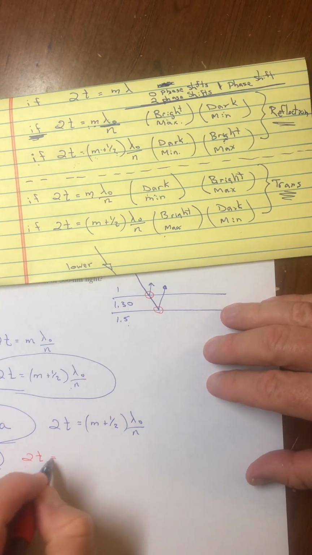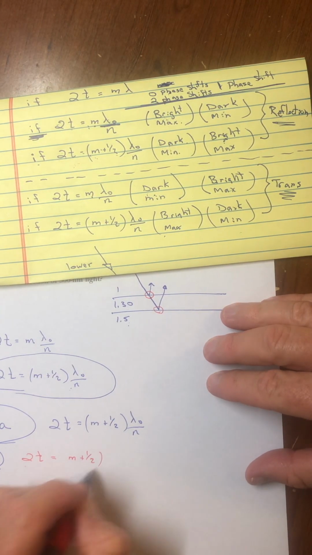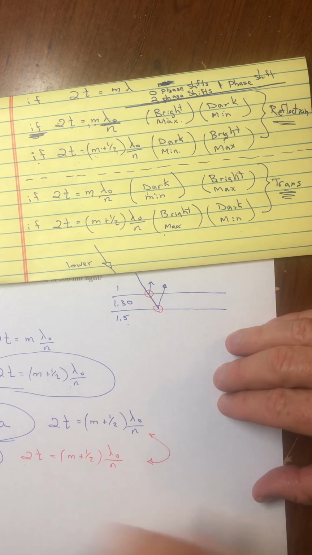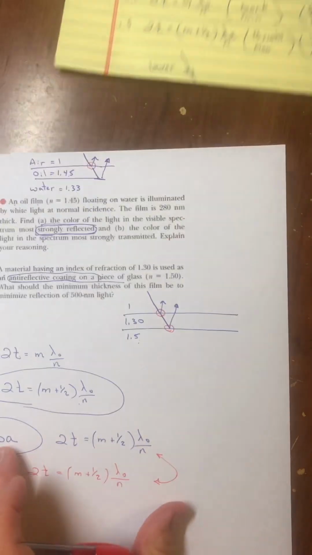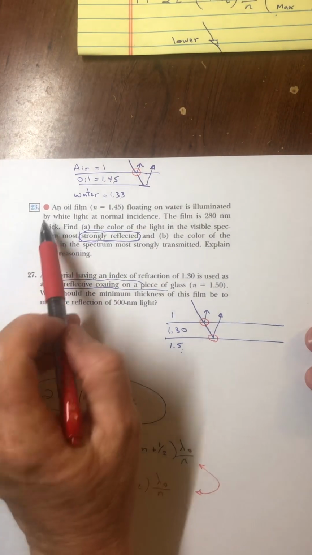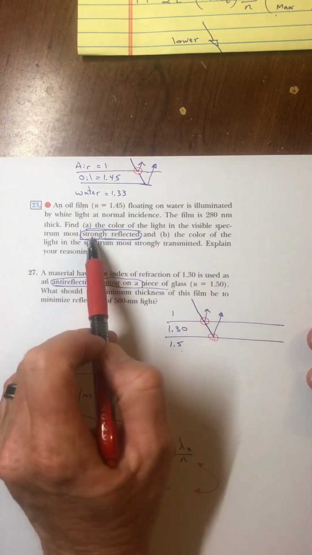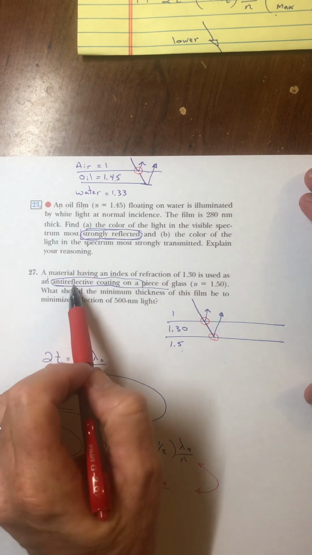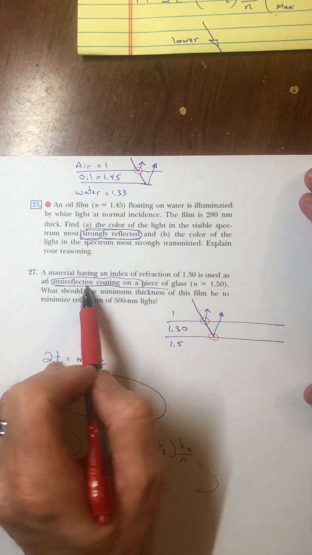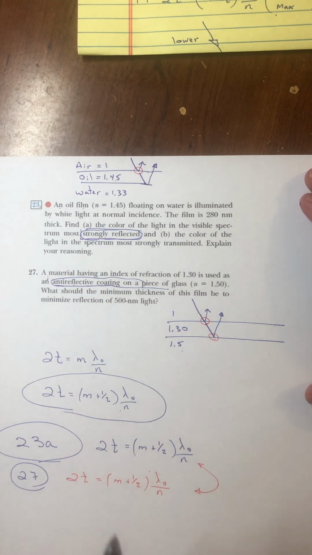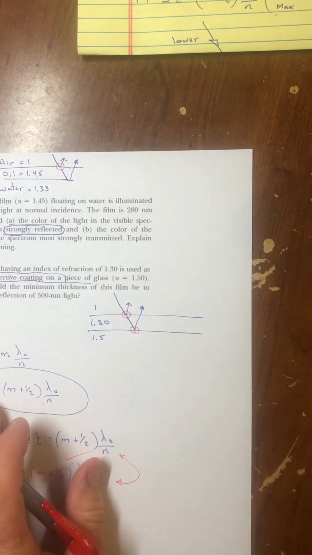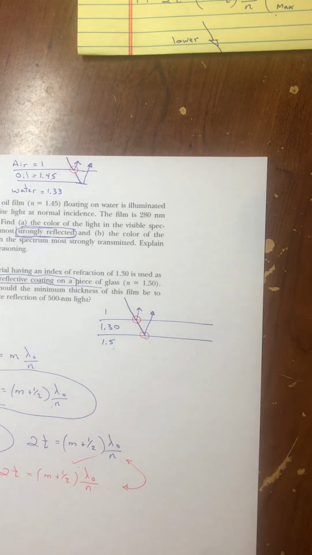So this equation would be 2t equals (m plus a half) lambda naught over n. And so surprisingly, it's the same equation. Yet in 23A, we had strongly reflected, and in 27, we have weakly reflected, or destructive. Yet, same equation. And that's because we have a different scenario on the reflection. And that can be confusing.